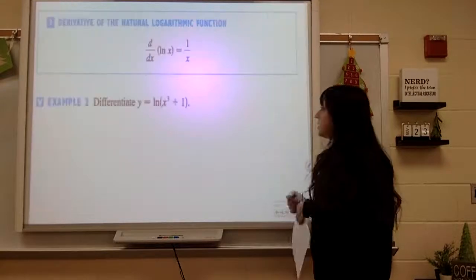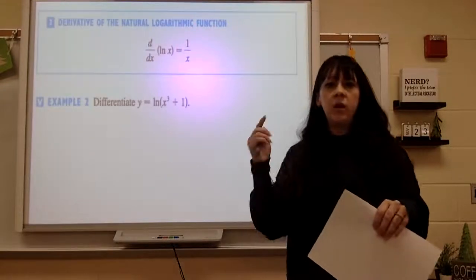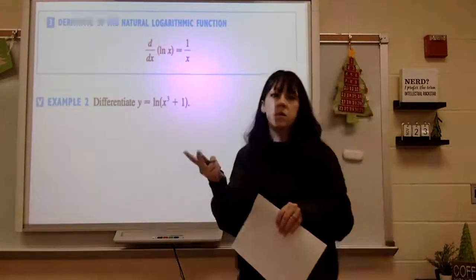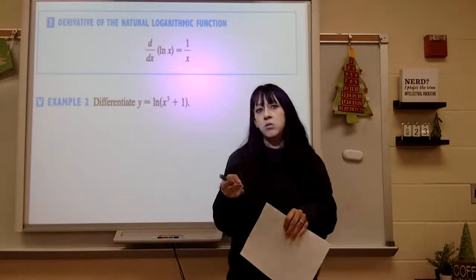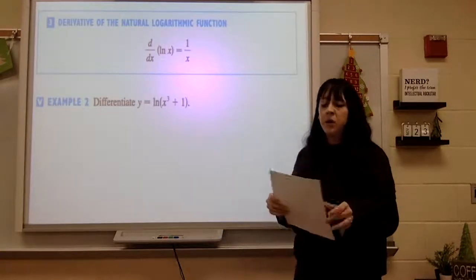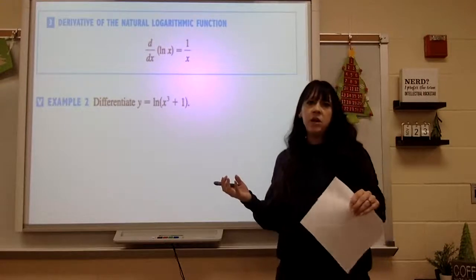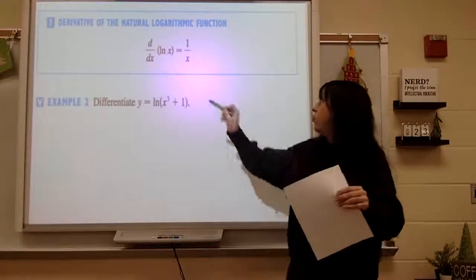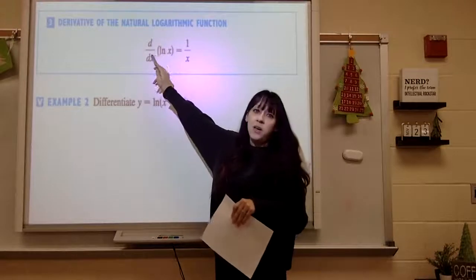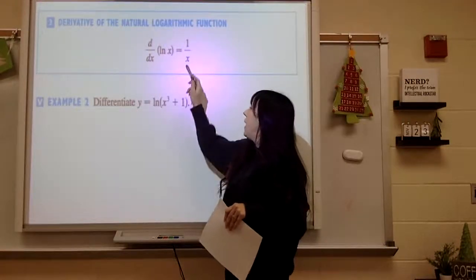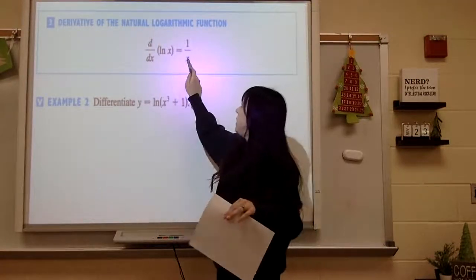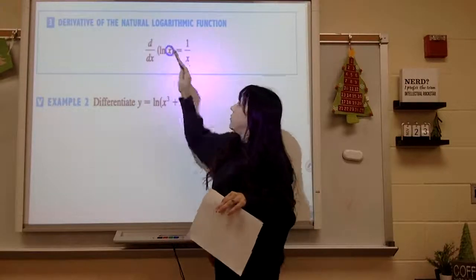Okay, so today's goal is to learn the derivative of logarithms and the derivative of exponential functions. Pretty short and sweet. So I'm just going to give you a definition and tell you that the derivative of ln, natural logarithm, is 1 over x. And when I say 1 over x, I mean 1 over whatever's inside.